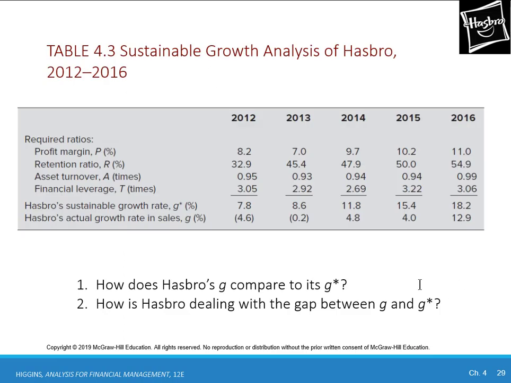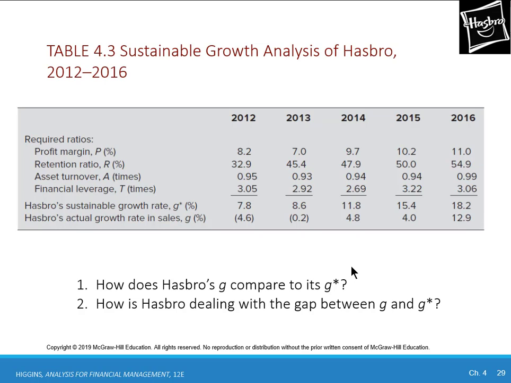So let's look at Hasbro, see what's happened here. Again, if you look at their sustained growth, it has been increasing over time, but relative to its actual growth up until 2015, the difference was almost 4-to-1 between sustainable growth and growth. So they've had excess cash for many years, and now finally it's actually switched. In 2016, they now have a sustainable growth rate that's higher than the actual growth rate.